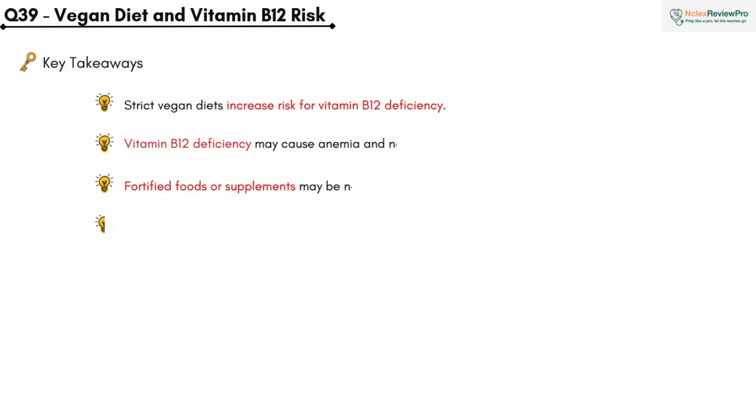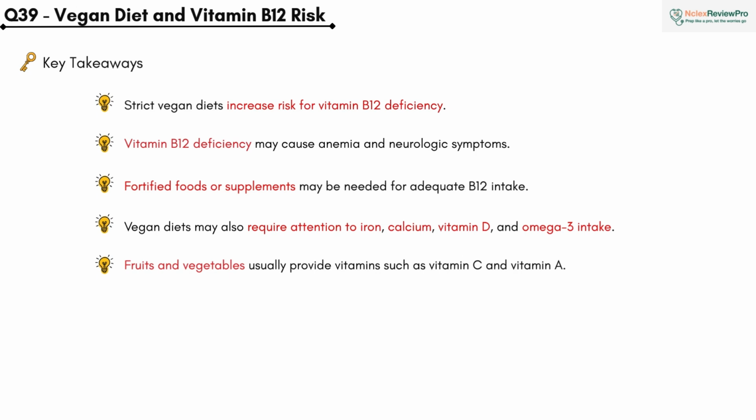The key takeaway is this: strict vegan diets increase the risk for vitamin B12 deficiency. Vitamin B12 deficiency may cause anemia and neurologic symptoms. Fortified foods or supplements may be needed for adequate B12 intake. Vegan diets may also require attention to iron, calcium, vitamin D, and omega-3 intake. Fruits and vegetables usually provide vitamins such as vitamin C and vitamin A. Great work building nutrition-related insight. Let's go to the next one.